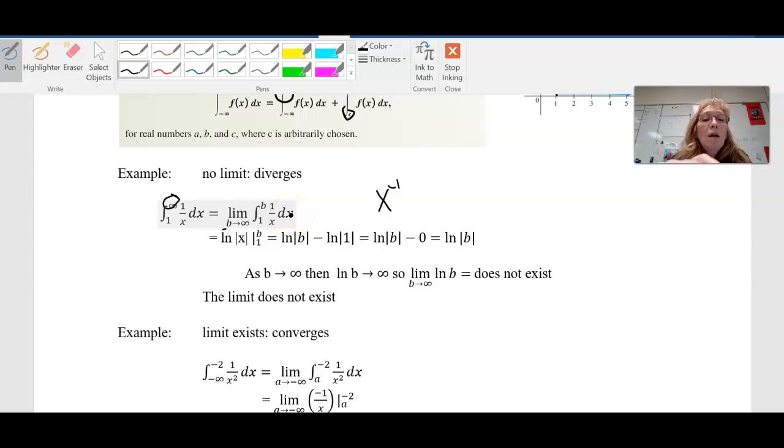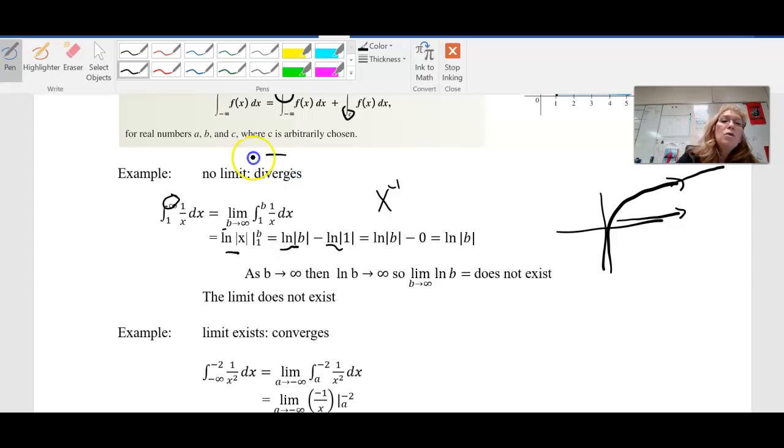We have to do the integral of that, or the antiderivative, which gives us the natural log of x from 1 to b. We'll plug in our b, so it's the natural log of b minus the natural log of 1. Well, the natural log of 1 is 0, which gives us the natural log of b. So what happens as b approaches infinity? Well, we know our natural log graph, if you think about this, goes like so, correct? As b approaches infinity, so it's going in this direction, it continually gets larger, so it is diverging. Since it is diverging, there is no limit to this function.